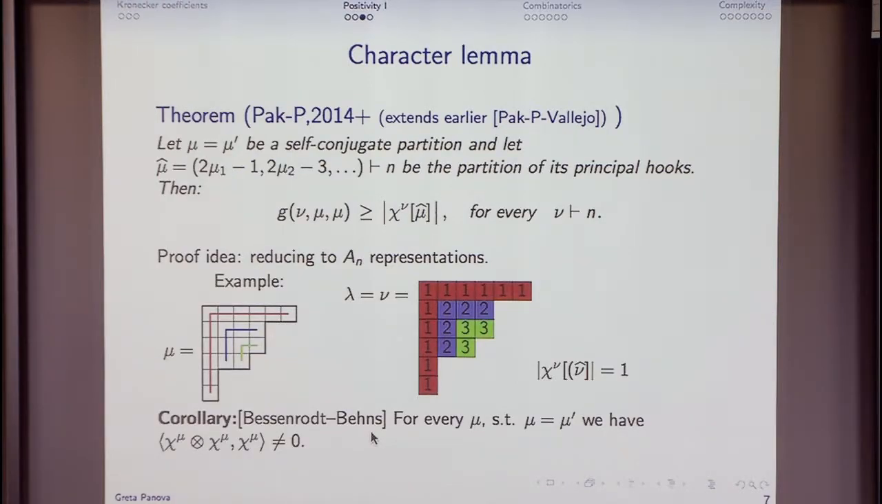And here is an example. So mu, our self-conjugate partition, is this one. These are the principal hooks. And suppose that we take nu to be equal to the same partition. By the Murnaghan-Nakayama rule, there is only one Murnaghan-Nakayama tableau we can actually fit inside here. So the character is plus or minus one. And necessarily this is greater than zero. So we have that if the partition is self-conjugate, then the tensor square contains itself. This bracket, mu hat, is just the character evaluation. Yes, just the evaluation. Yeah. Okay.